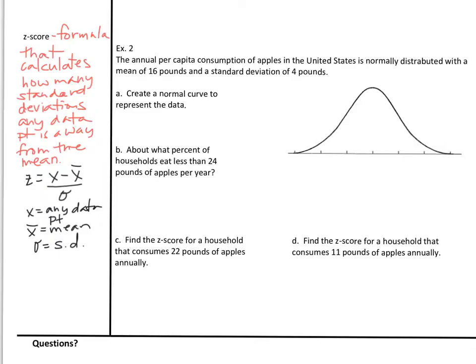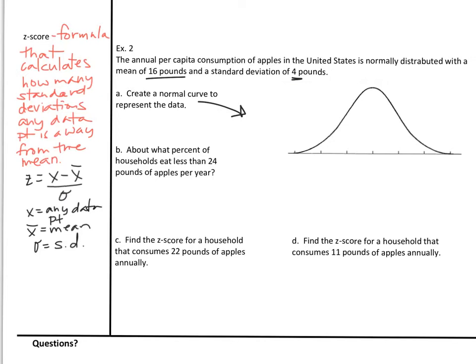The annual per capita consumption of apples in the United States is normally distributed, oops, that's spelled incorrectly, sorry, there should be an I instead of an A, with a mean of 16 pounds and a standard deviation of 4 pounds. In part A, we'll create that normal curve. And again, if you don't have the note packet, just try to draw your curve as best you can on your paper, and that'll be just perfect. That'll be all we need.